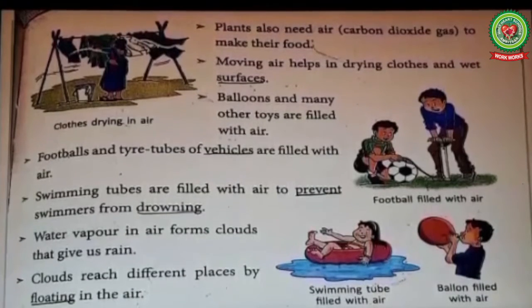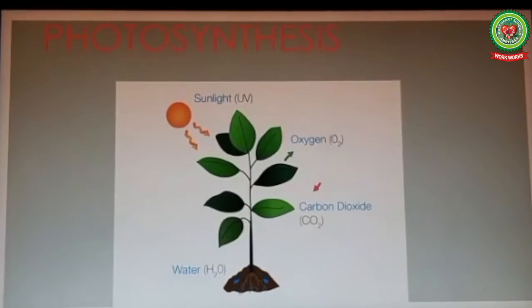Plants also need air, carbon dioxide gas, to make their food. Students, carbon dioxide is a component of air which is used by plants during the process of photosynthesis. Oxygen is released by plants in this process.